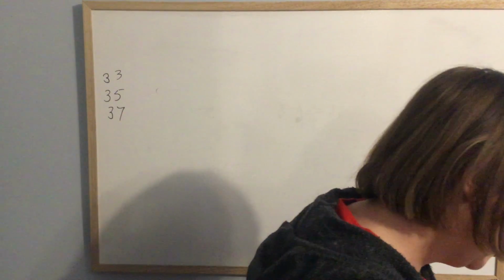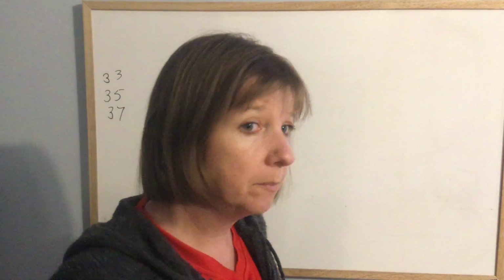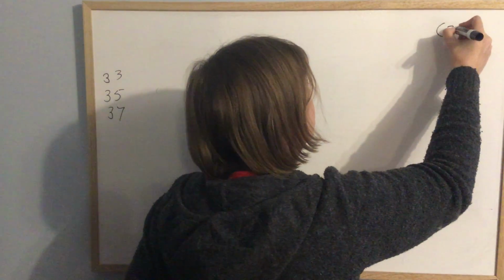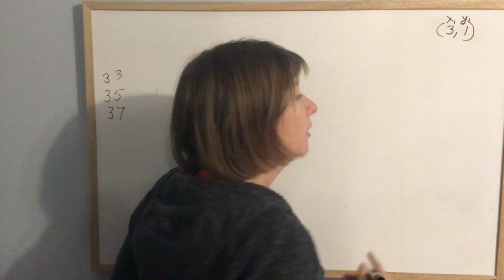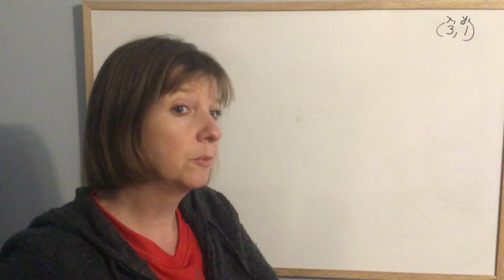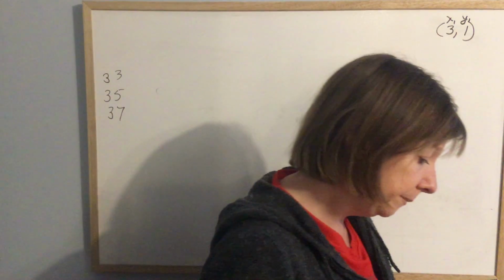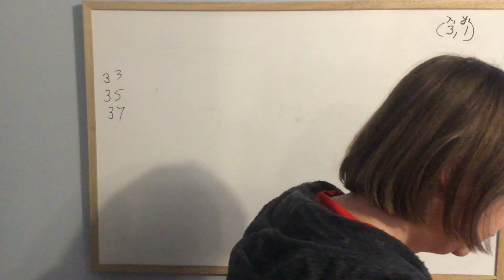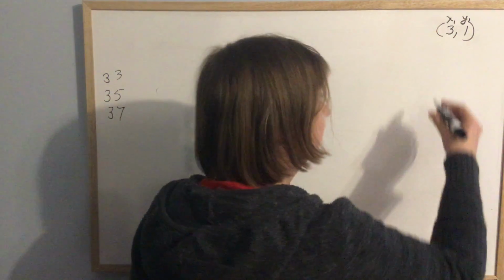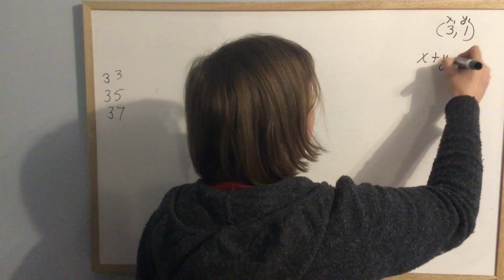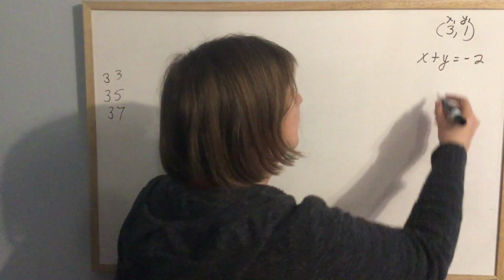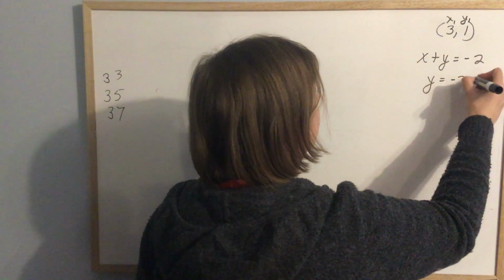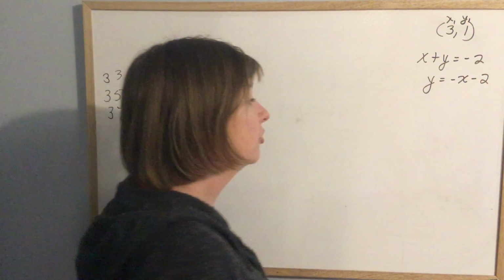Question 33, this time instead of the point being at the origin, my first point, my x1 and my y1, are actually away from the origin. They're at (3, 1). And the equation is x plus y is equal to negative 2. So I would rearrange that to be y equals negative x minus 2.